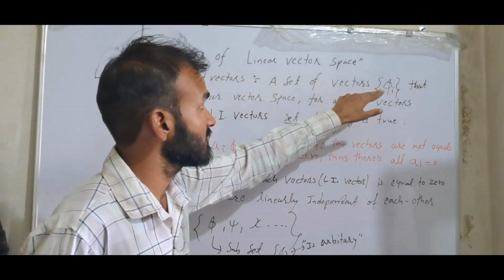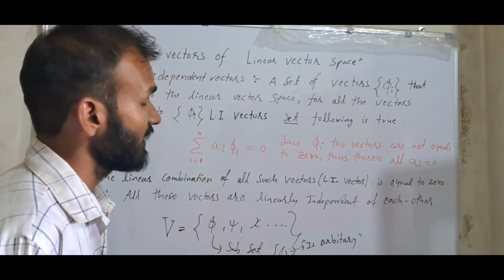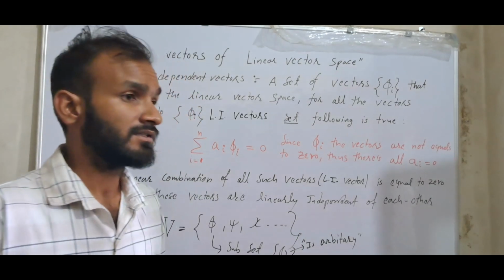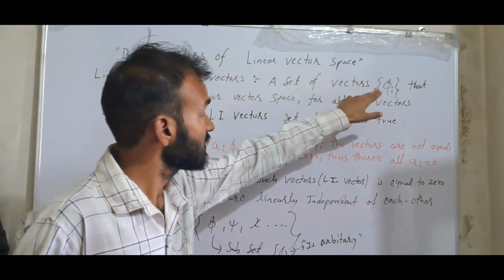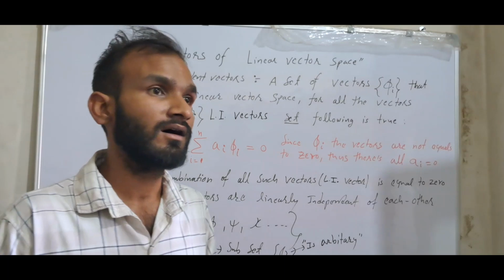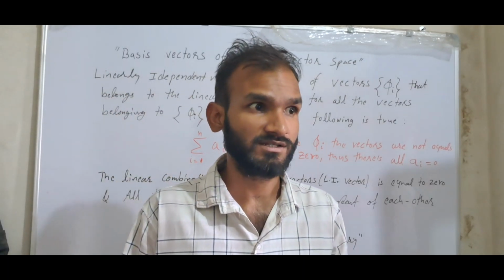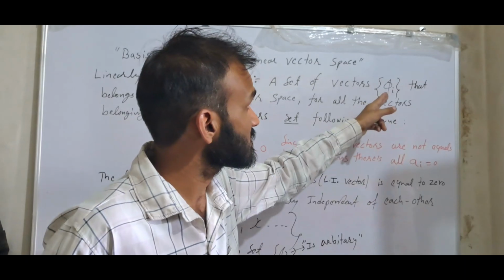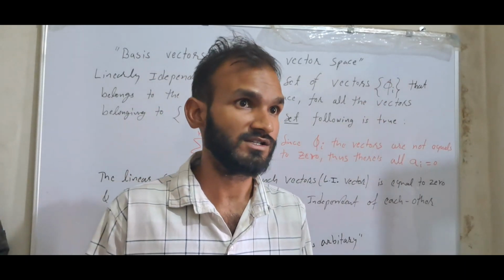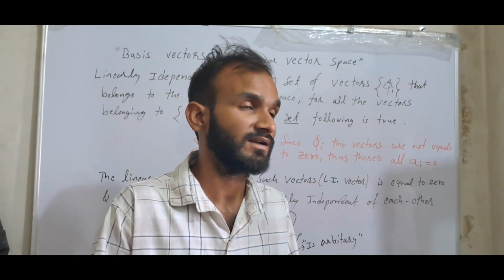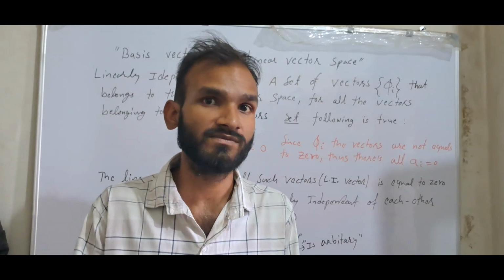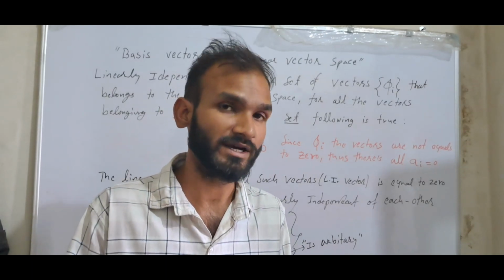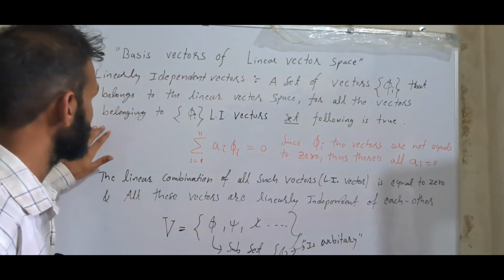So it is basically a subset, and the chosen vectors in this set are arbitrary vectors, not specific vectors. This set can consist of any vectors. It just has to be linearly independent. It has to satisfy the condition of linearly independent vectors. So what is the condition?